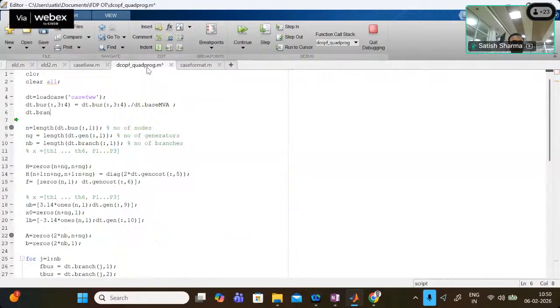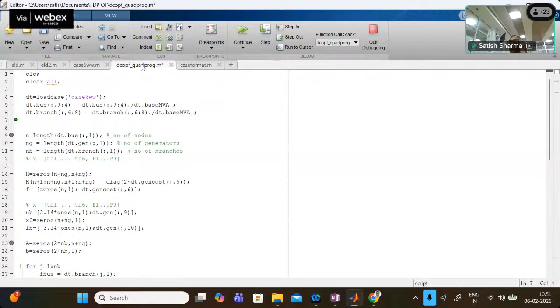So I will put dt.branch, all rows, columns 6 to 8, should be equal to this value divided by dt.baseMVA. Okay, so we have converted that into per unit. Then dt.gen, the generation data. Generation limits basically have to be converted as well, and that information is available at certain locations.